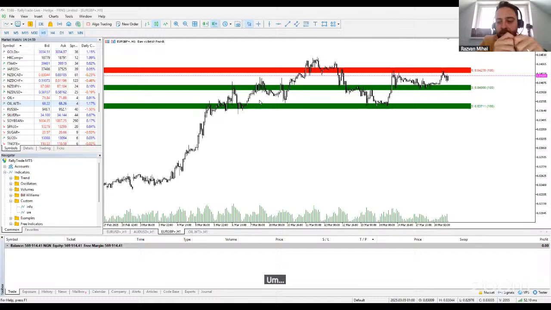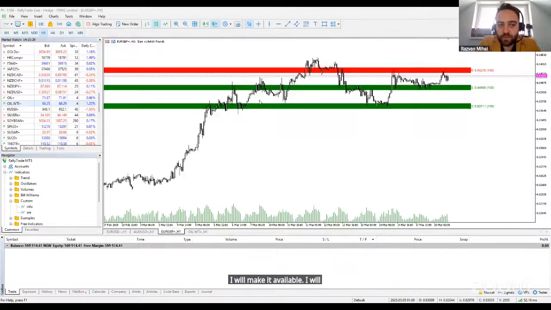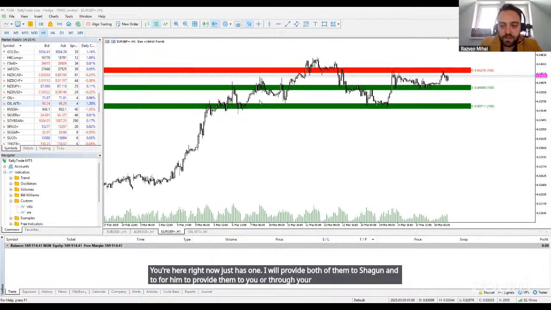Because I'm working with Rally for 10 or more years now, and I'm doing these events, and each time I did something was not to gain profits out of it, I will give it to you. So everyone in this event interested in getting the pack of the two indicators, I will make it available. I will provide both of them to Shogun, here right now just has one, for him to provide them to you or through your account manager.